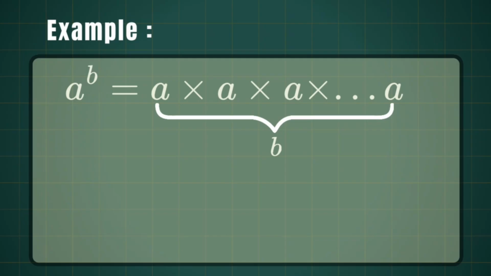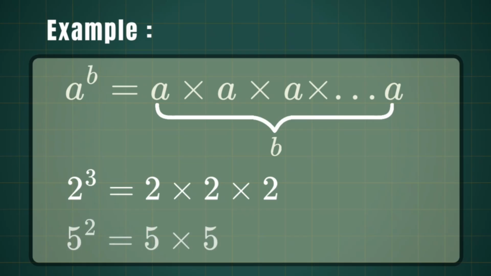Let's look at a simple example. If we have 2 to the power of 3, this means 2 times 2 times 2, repeated 3 times. Another example, 5 to the power of 2 means 5 times 5, repeated 2 times. Exponents help us express large or repeated multiplication in a short and neat way.